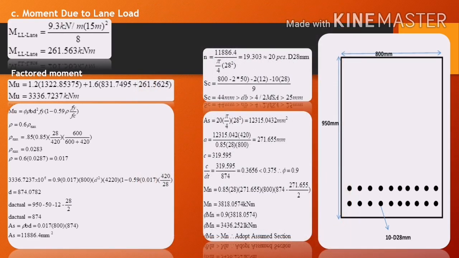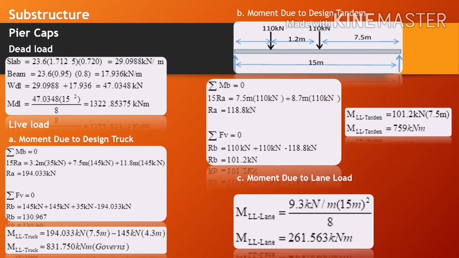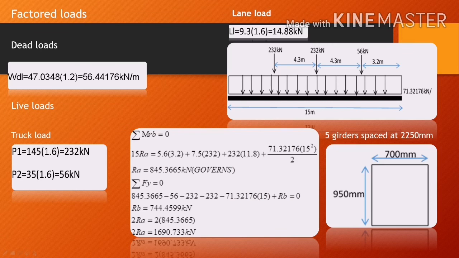For the final design of the girder, the base is equal to 800 mm, the height is equal to 950 mm, and we will use 10D28 mm. Next would be the design of the substructure. For the pier caps, the dead loads and the live loads would be multiplied by 1.2 and 1.6 respectively.